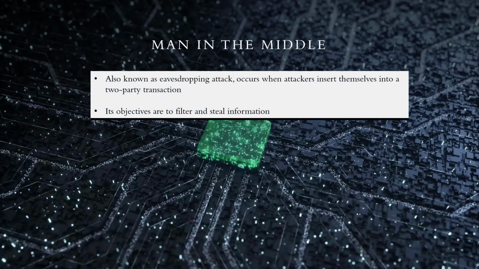Man-in-the-middle attacks, also known as eavesdropping attacks, occur when attackers insert themselves into a two-party transaction. Once attackers interrupt the traffic, they can filter and steal data.